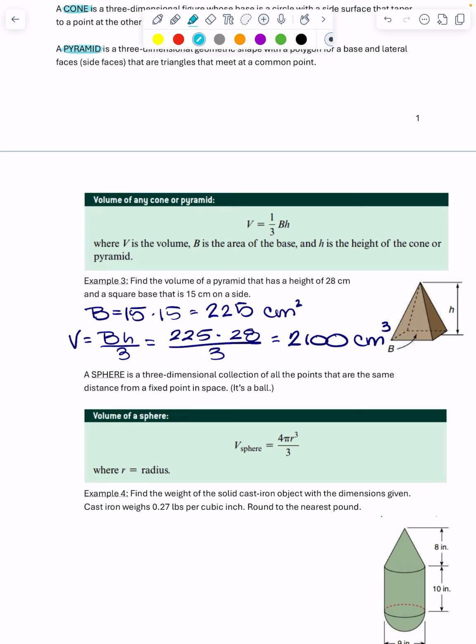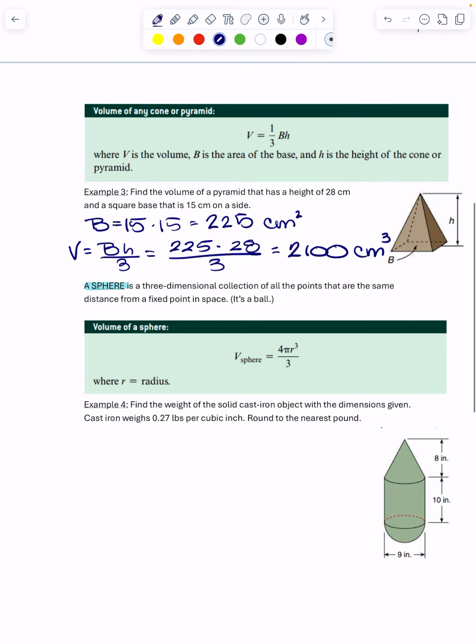Last formula we have is for a sphere. A sphere is a ball, right? A circle in 3-dimensional space. So it's the collection of all the points that are the same distance from a fixed point, not just in 2 dimensions, but in 3. And we have a special formula for volume of a sphere. It is 4 pi r cubed divided by 3. That radius now is getting cubed.